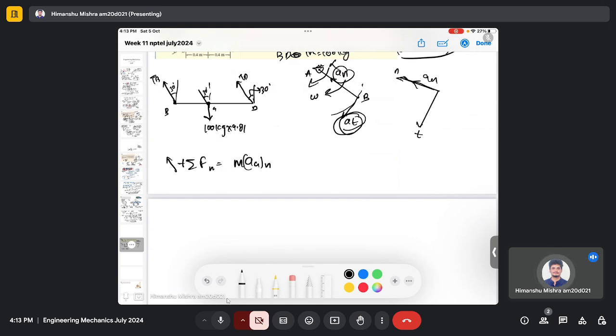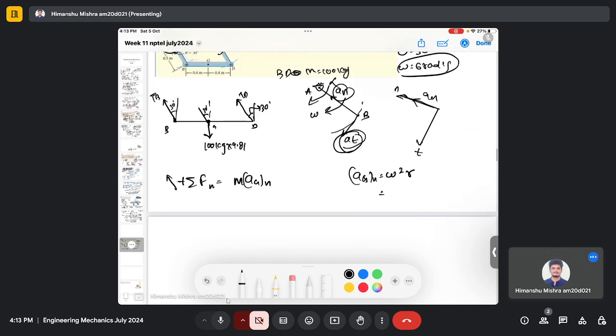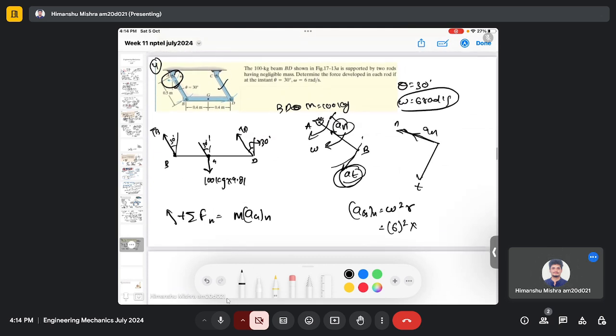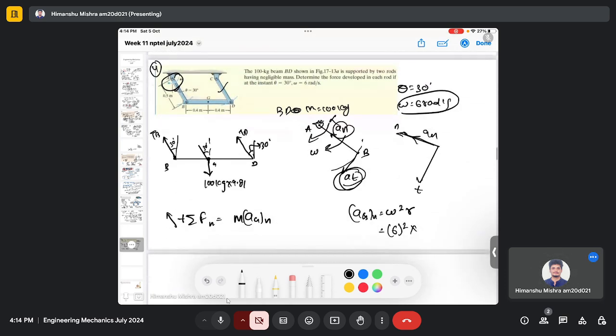So the summation of force in the normal direction equals mass times acceleration in the normal direction, right? And the acceleration in the normal direction, we know it's omega squared r, where omega is 6 and my r is 0.5. So this distance is 0.5 meter, which is my r.